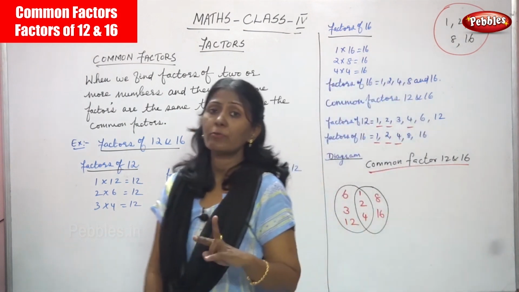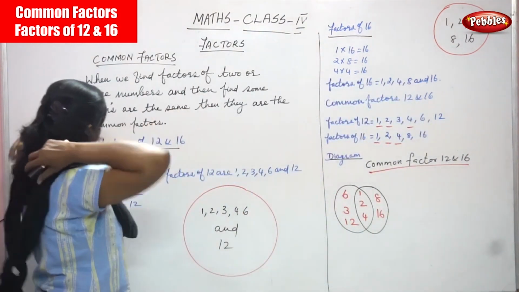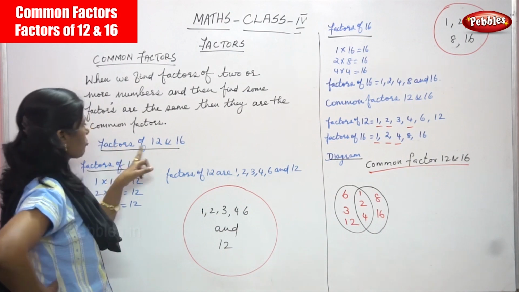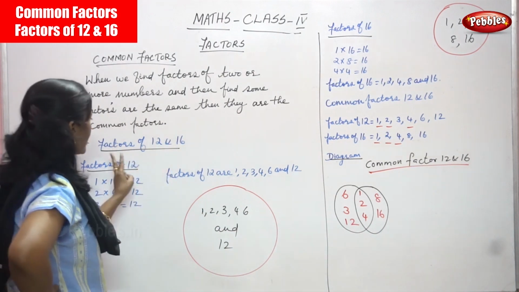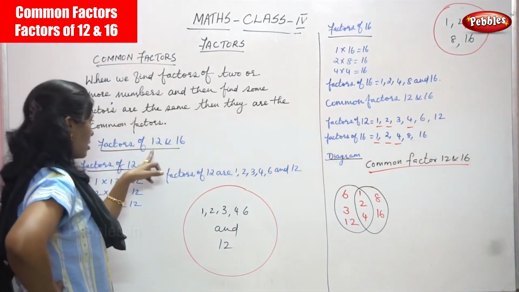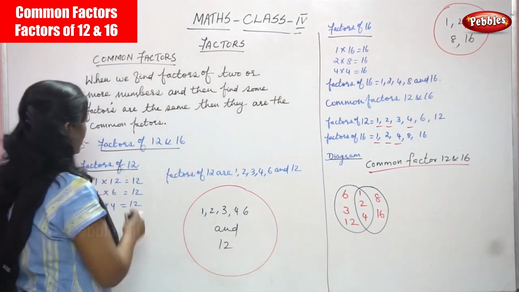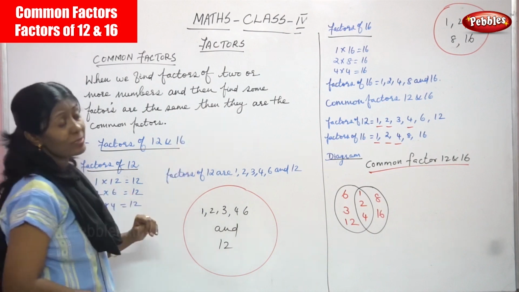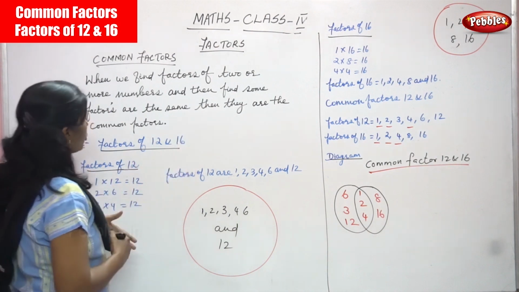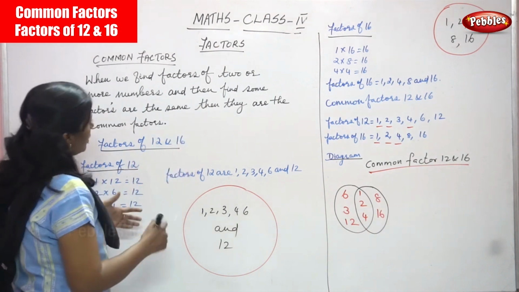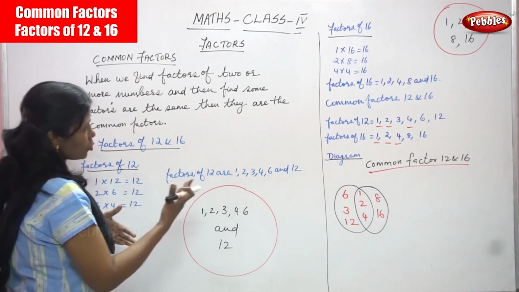That means you have to take two numbers, for example, factors of 12 and 16. You have to find the factors of 12 and the factors of 16. Then you have to find out the common factors for these two numbers.